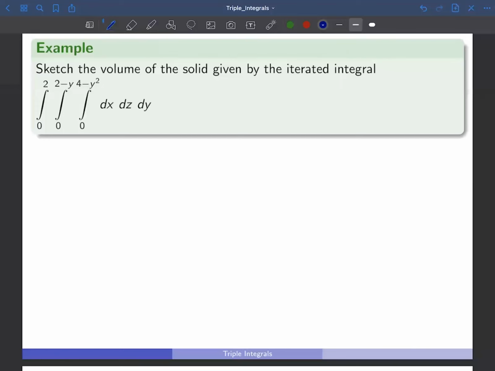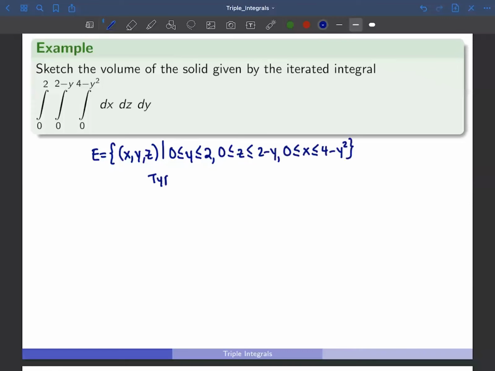The solid region E, which can be derived from this triple integral, is the set of all points x, y, z such that y takes values between 0 and 2, z takes values between 0 and 2 minus y, and x takes values between 0 and 4 minus y squared. Therefore, this is a type 2 solid region with a type 1 plane region.